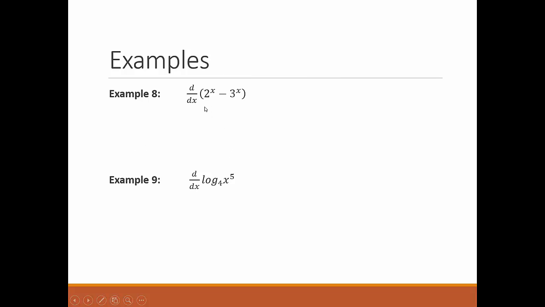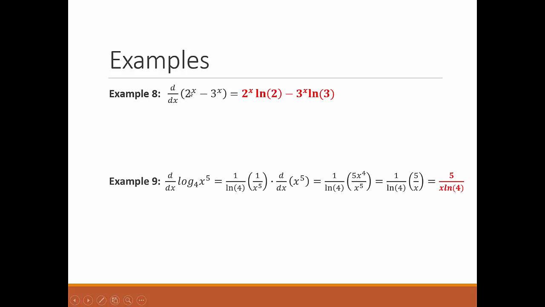If you paused, welcome back. So here's the a to the x, so I would just simply get my little formula and say I repeat that, ln of the base, minus repeat 3 to the x, ln of the base. This one down here, what I did is I split this up. Probably the easiest thing to do is bring that 5 down front, and so then this piece right here would become 1 over ln of 4, and this piece right here would become 1 over x to the 5th.